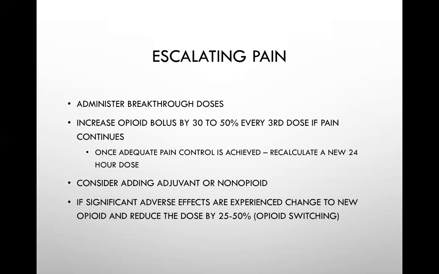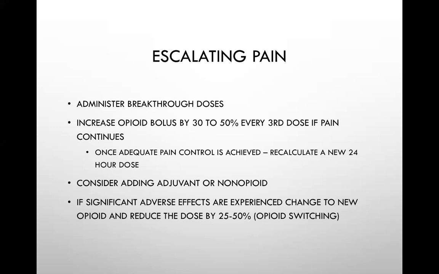Once adequate pain control is achieved, you include the increased opioid boluses that you gave and recalculate a new 24-hour dose. Usually at this time, also consider adding adjuvants or non-opioids for these patients if they are not on any. And reassessment, trying to identify the type of pain, can also be important because it will help you to draw the plan for pain management for these patients.